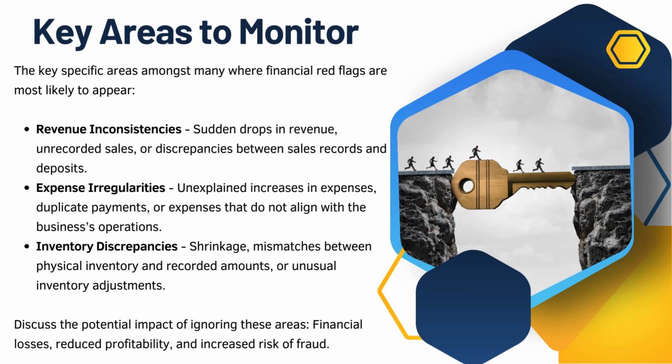Key areas to monitor. The key specific areas amongst many where financial red flags are most likely to appear: revenue inconsistencies, sudden drops in revenue, unrecorded sales, or discrepancies between sales records and deposits. Expense irregularities, unexplained increases in expenses, duplicate payments, or expenses that do not align with the business's operations. Inventory discrepancies, shrinkage, mismatches between physical inventory and recorded amounts, or unusual inventory adjustments. Discuss the potential impact of ignoring these areas: financial losses, reduced profitability, and increased risk of fraud.